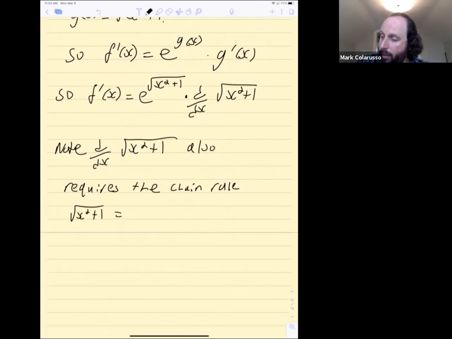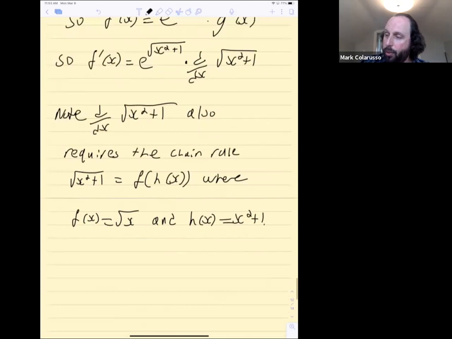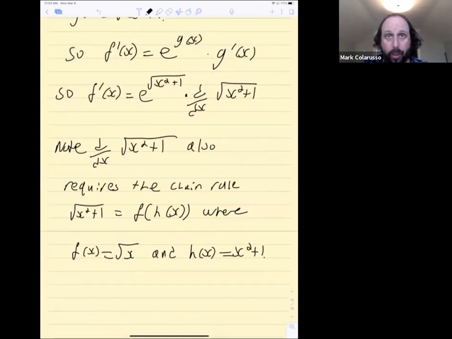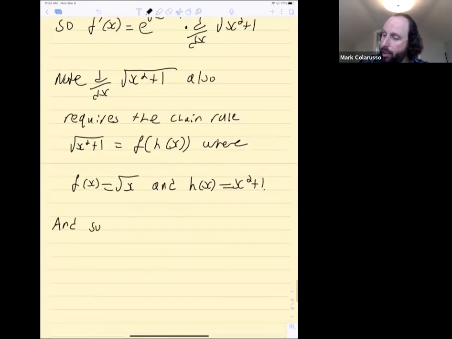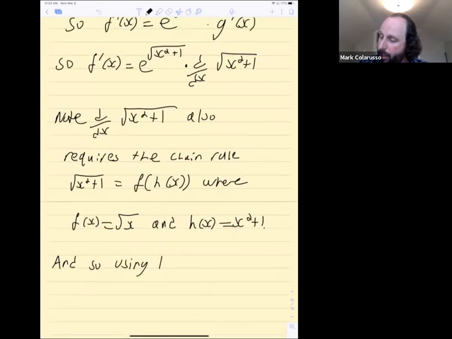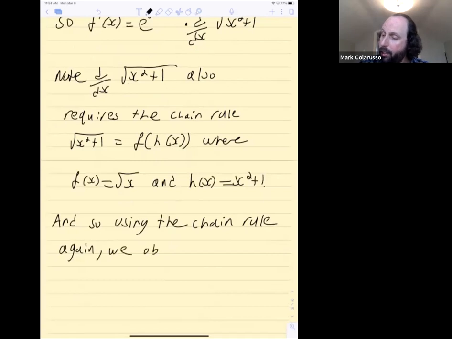is the composition of, say, a function f and h at x, where the outermost function f at x is the square root of x, and h at x is x squared plus 1. So it's a little bit like what we were doing in the last example, except now the inner function is just a polynomial rather than something involving the exponential. And so, using the chain rule again, we obtain.